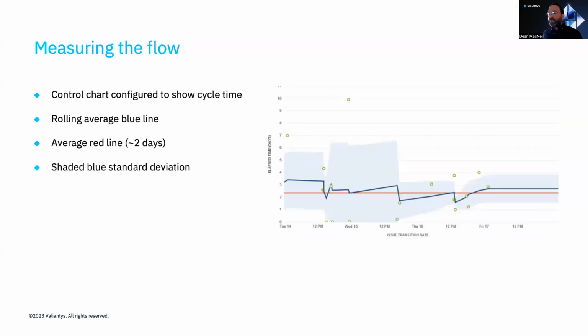Here's an example control chart in Jira configured to show cycle time as time spent working on items. We see that the team's productivity is consistent, indicated by a rolling average blue line tracking close to the average red line. Performance is becoming more predictable, evidenced by the narrowing shaded blue band indicating standard deviation. Now, let's see some visualizations in Jira Align.